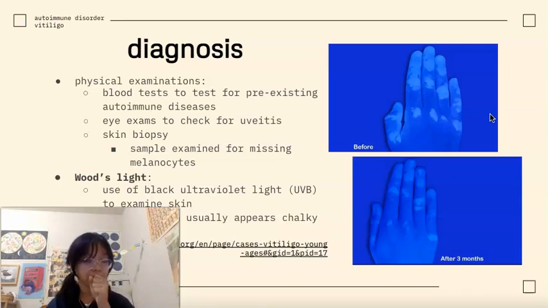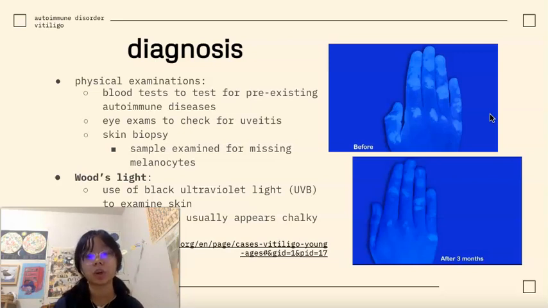where the skin removed from your body can be examined for any missing or damaged melanocytes. A very common diagnosis tool for vitiligo is Wood's light, where the physician will use black ultraviolet light or UVB light to examine the skin. If you have vitiligo, then the skin affected by vitiligo will appear chalky in the light.